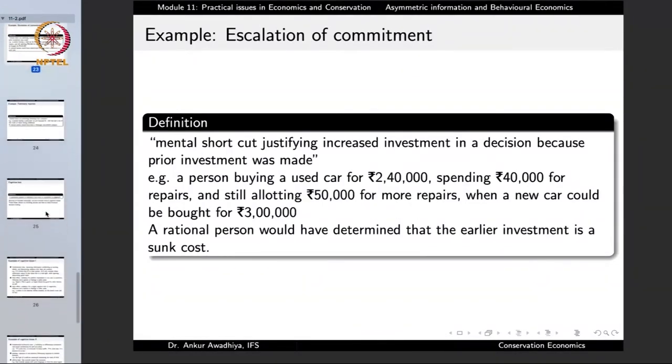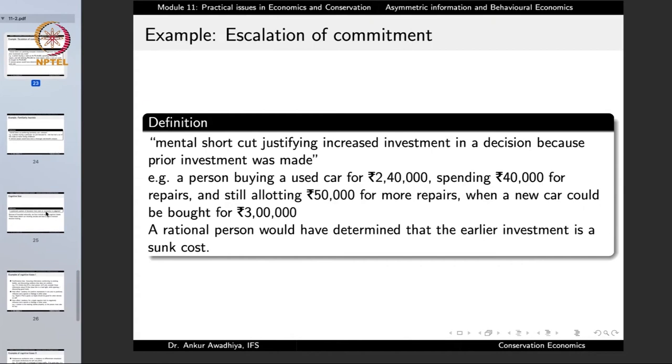Another example of heuristics or heuristic decision making is escalation of commitment. It is a mental shortcut justifying increased investment in a decision because the prior investment was made. Now here again, people are not doing rational decision making. They are just using a mental shortcut to justify increased investment in a decision. Example is a person buying a used car for 2,40,000 rupees, spending 40,000 on it for repairs, and still allotting 50,000 rupees more for repairs when a new car could be bought for 3 lakh rupees.